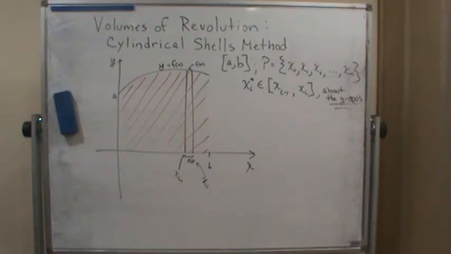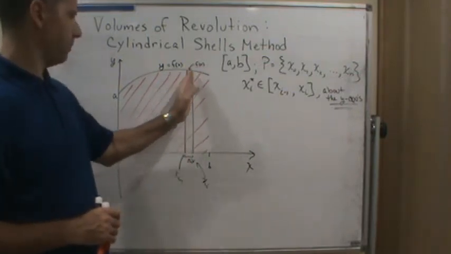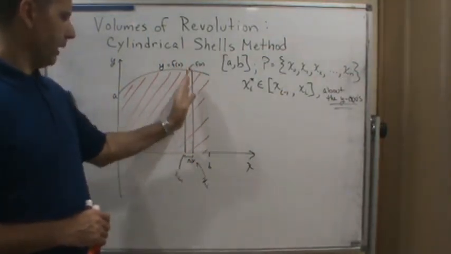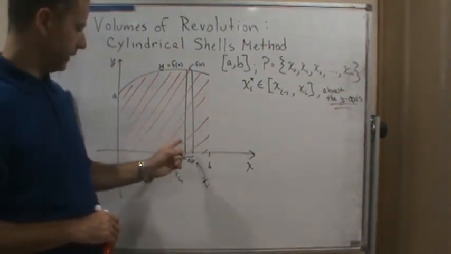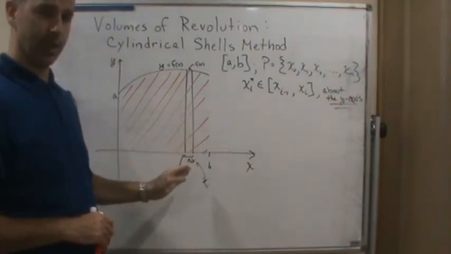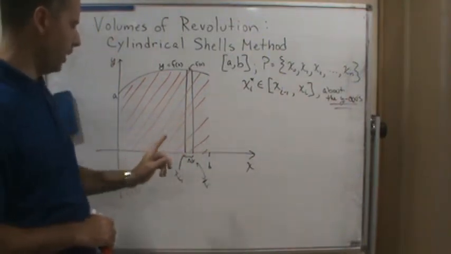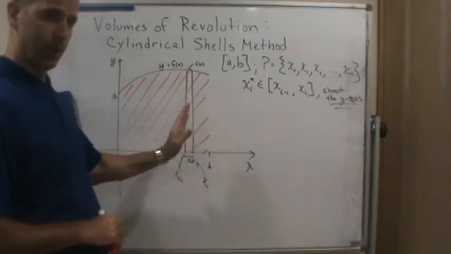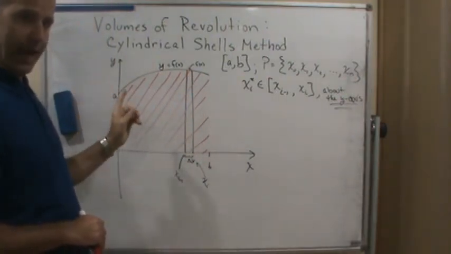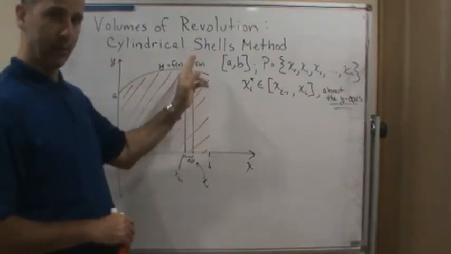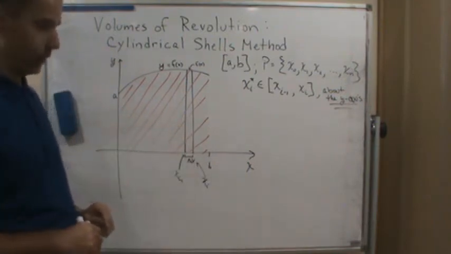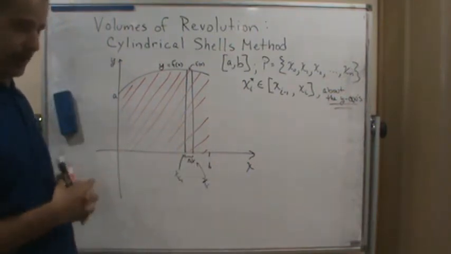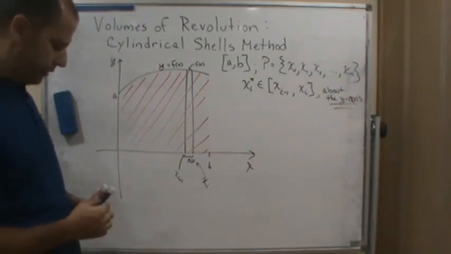Now, the thing that makes this the cylindrical shell method is how we're doing our rectangles. In the disk method or the washer method, our rectangles were perpendicular to the axis of rotation. Now what if I want to have my rectangles go this way, but rotate around the y-axis? Now my rectangles are parallel to the axis of rotation. Okay, so that's going to change some things. Let's see how this works.